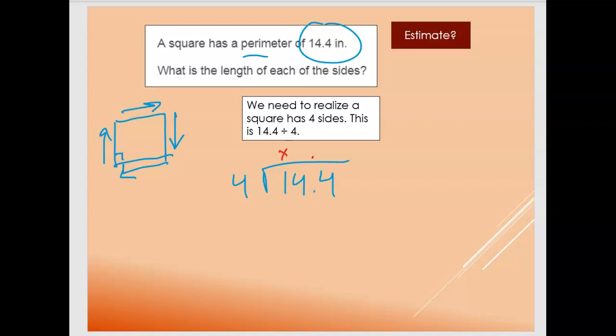Go over one place. How many times does 4 fit into 14? Well, 4 times 3 is 12. So it'll go in there 3 times. 3 times 4, 12. But there's some left over. There's 2 left over. Bring down the next number and we get 24. How many times does 4 fit into 24? Fits in there 6 times exactly. 6 times 4 is 24. And we're done. With the decimal point going right up above where it is in the dividend, the answer is 3 6/10.